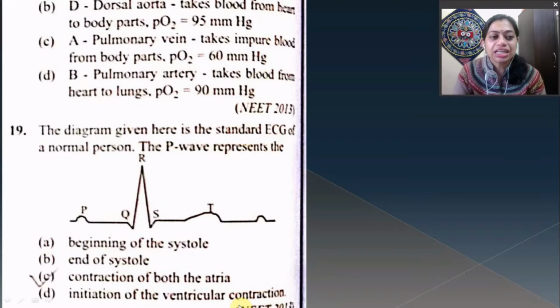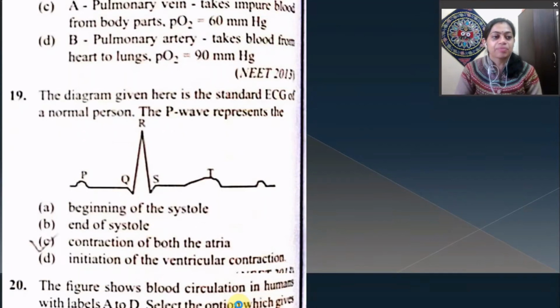Next is 19. The diagram given here is the standard ECG of a normal person. The P wave represents beginning of systole, end of systole, or contraction of both atria. So joint systole is what P shows. Initiation of ventricular contraction, no. Right option will be A.